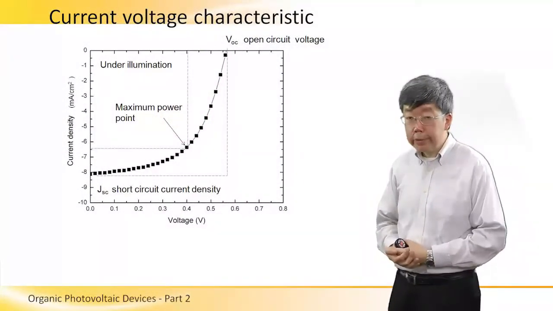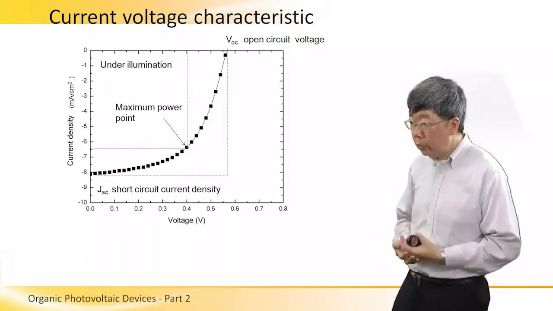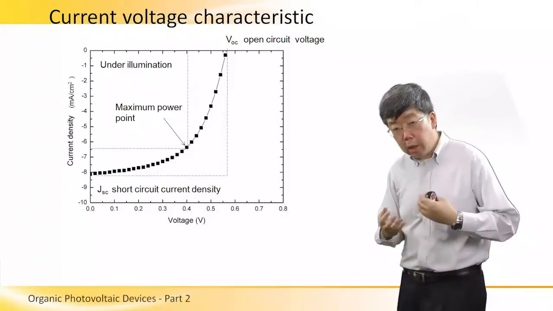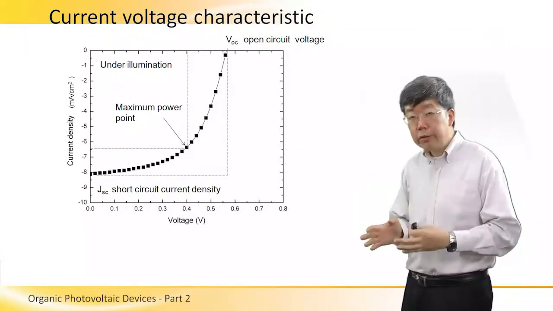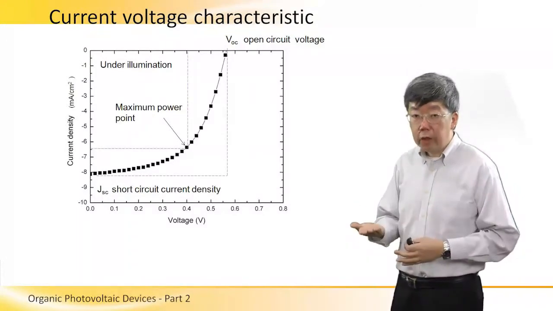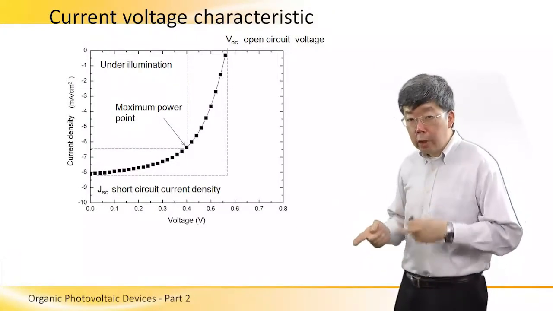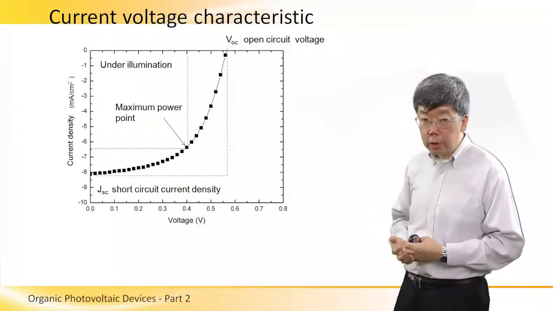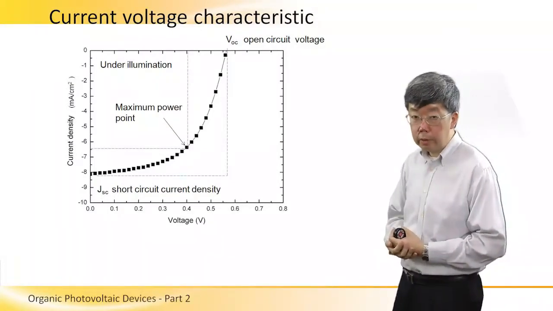After an OPV device has been fabricated, we must perform a current voltage measurement under illumination. That means we use an equipment called the solar simulator to simulate the sunlight inside a laboratory. We illuminate the fabricated device with simulated sunlight, and then we measure the current from this device as a function of the voltage. And the curve we get is called the current voltage characteristic.